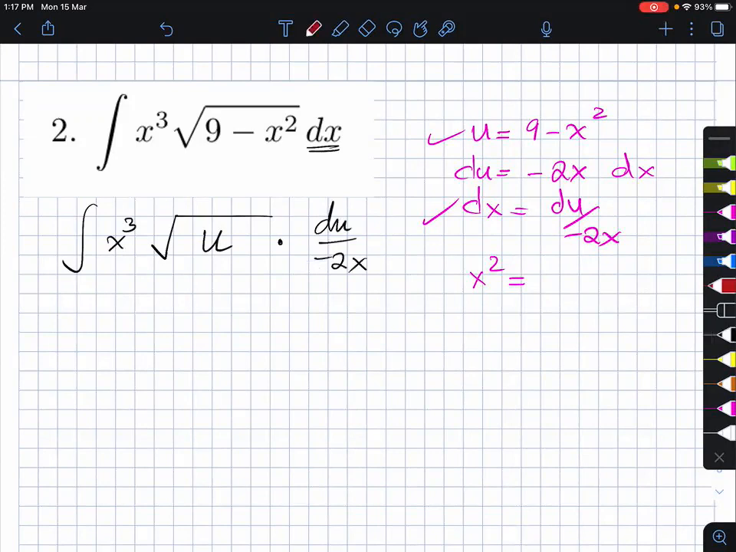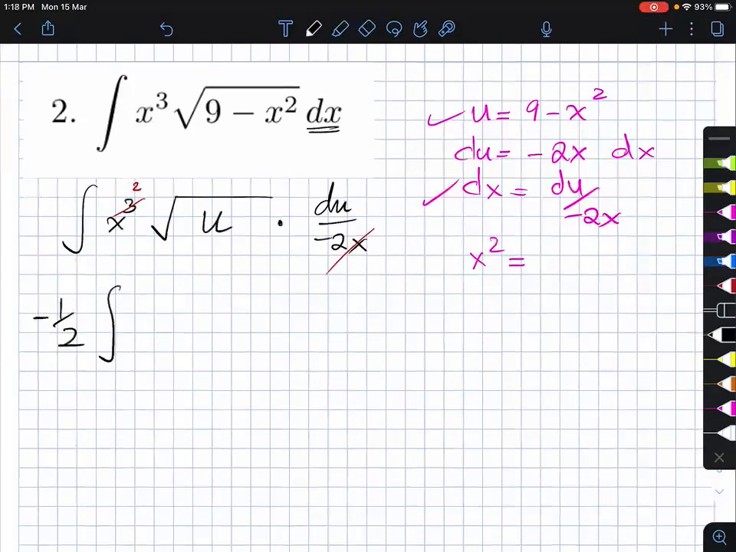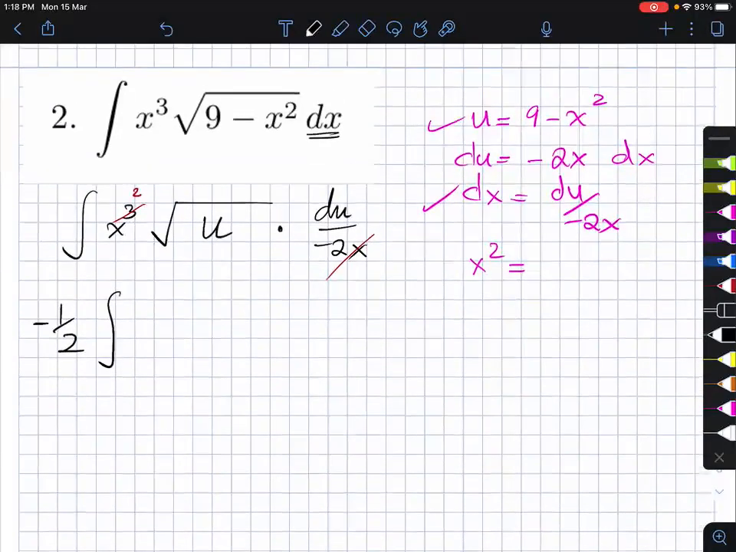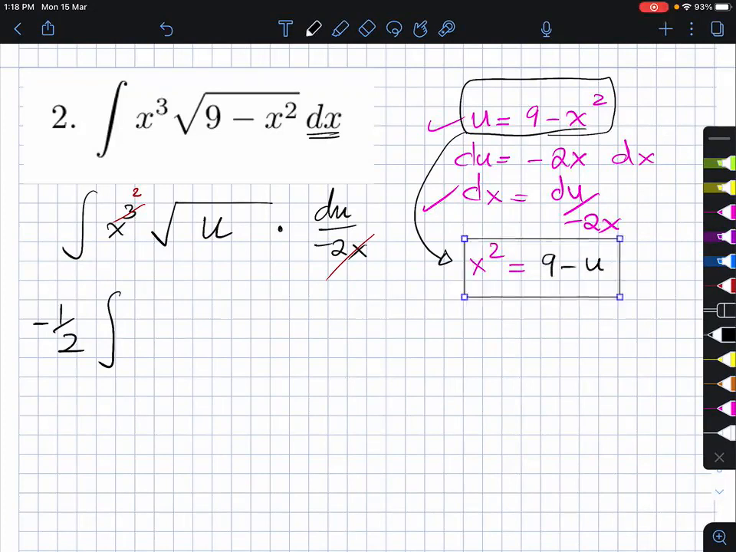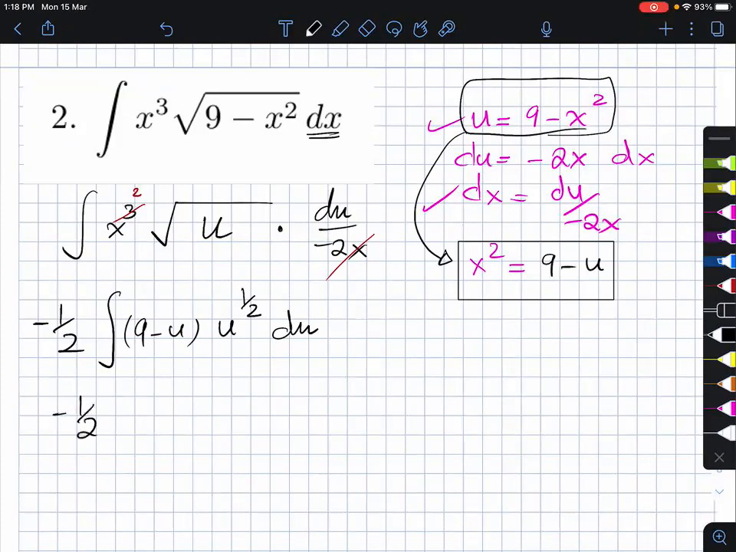Negative half goes outside. Cancel x with the x cubed. We still have x squared. Put the negative half constant outside, and then the integral of x squared multiplied by u to the power of half. X squared you can find from here: 9 minus u. Then substitute 9 minus u, and write the radical u as u to the power of half. Then finish the question. Easy here. So no problem.